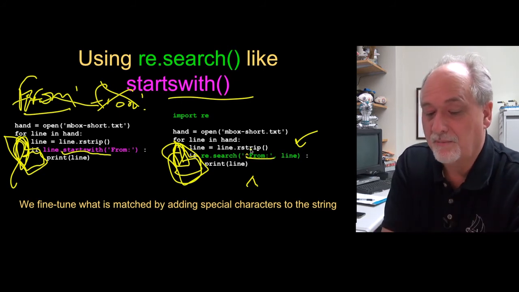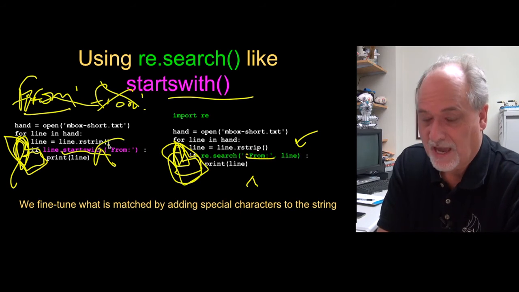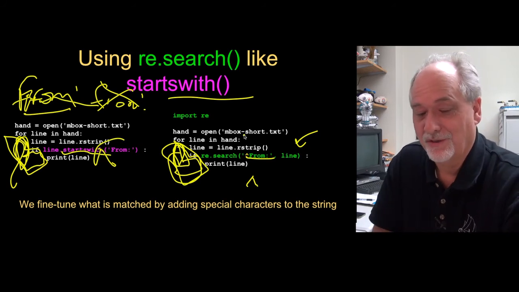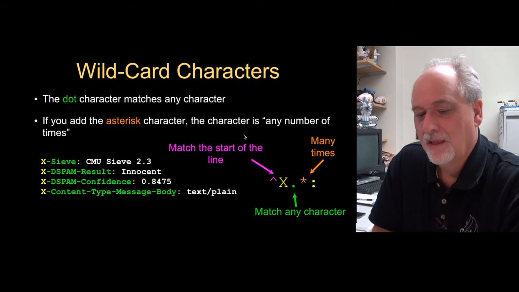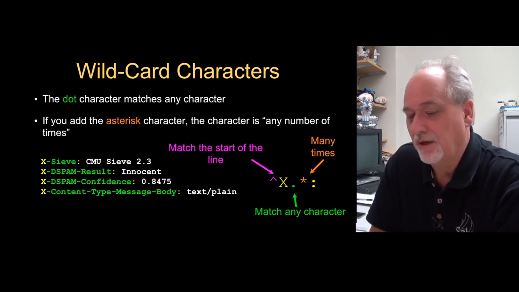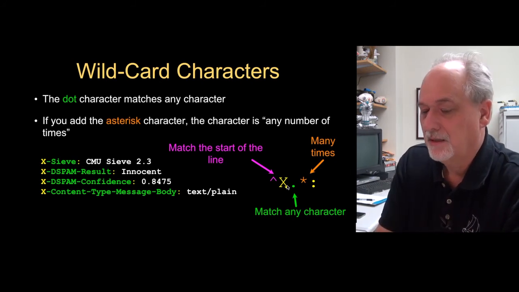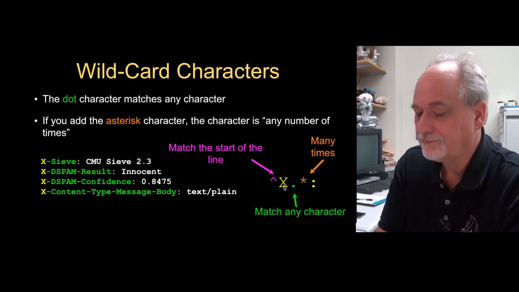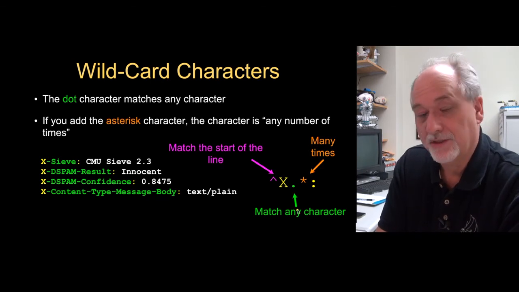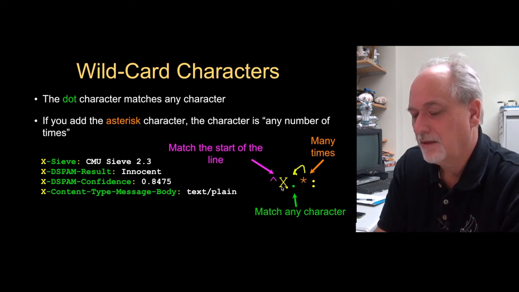So we're going to run out of methods in the string class long before we run out of things that we can do with regular expressions. A couple other special characters: the caret matches the beginning of the line. This capital X matches itself. Dot is a wildcard that matches any character, and then some of the characters in regular expressions modify the immediately preceding character. So that says, look for a line that starts with X and then has many characters, that's with these two things, 0 or more characters followed by a colon.